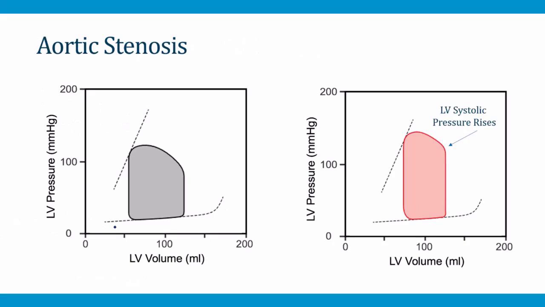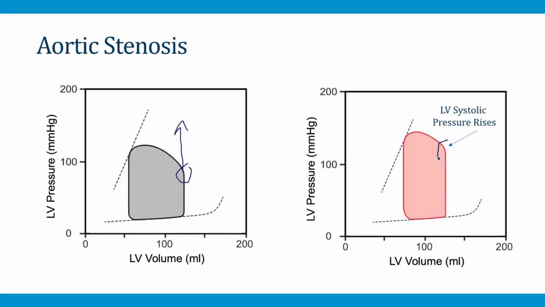So the first one we'll look at is aortic stenosis. On the left side of the screen in gray is a normal pressure volume loop, and on the right side in red is a pressure volume loop with aortic stenosis. And remember what I told you before, this point right here represents the afterload on the left ventricle. In aortic stenosis, there's more afterload. The ventricle has to generate a higher pressure before that stiff aortic valve will open. And that's what you see in the pressure volume loop on the right.